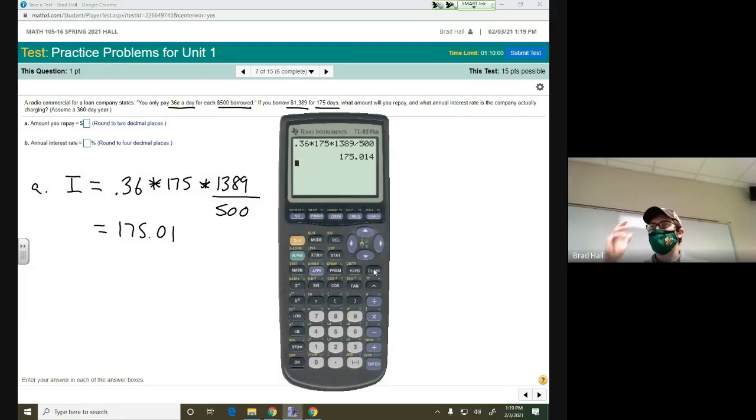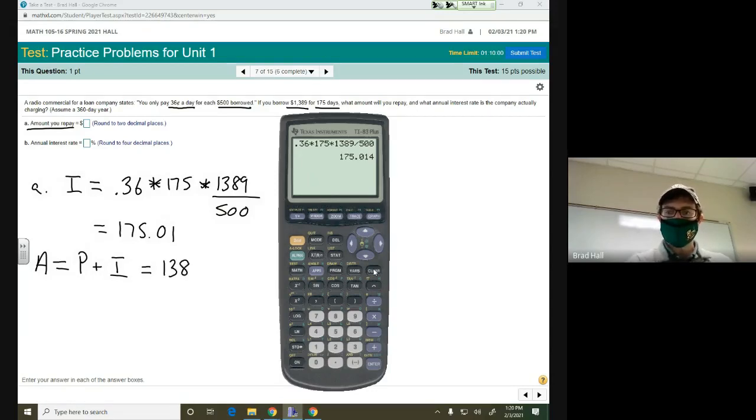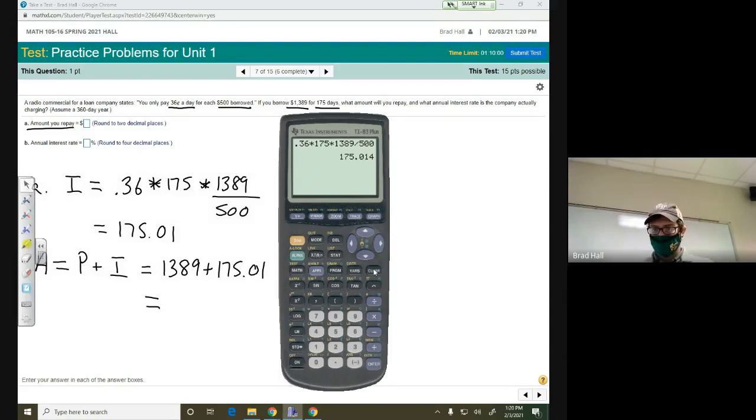They're not asking for what the fee was. They're asking for how much are you going to pay back in total. So the amount you pay back in total is going to be, well, how much did you borrow? And then how much was the fee? And that's what we're going to piece together here. So you borrowed $1,389. The radio station is charging you a fee of the 175 that we just found in the previous problem. And it's the sum that is going to tell us the amount you will pay back in total.